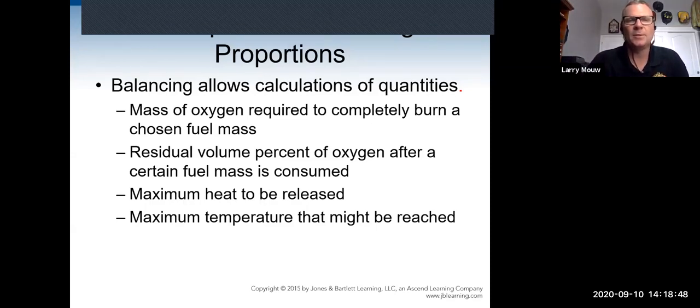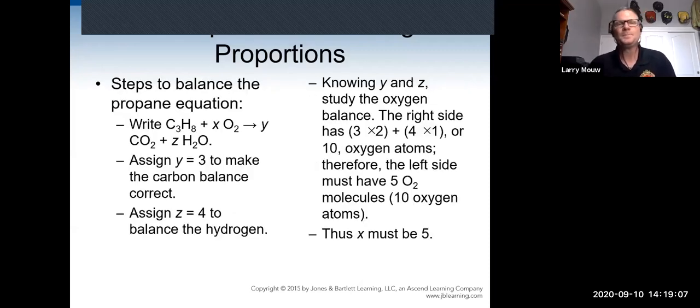We'd also be able to tell the maximum temperature that might be released, or how much heat it might give off, or how much volume of oxygen might be left after a certain amount of the fuel has burned. Again, these are not calculations you're going to be doing out in the field as you're pulling hose to put a fire out inside a room, but it's things to be aware of. Here's how they're going to balance the equations.